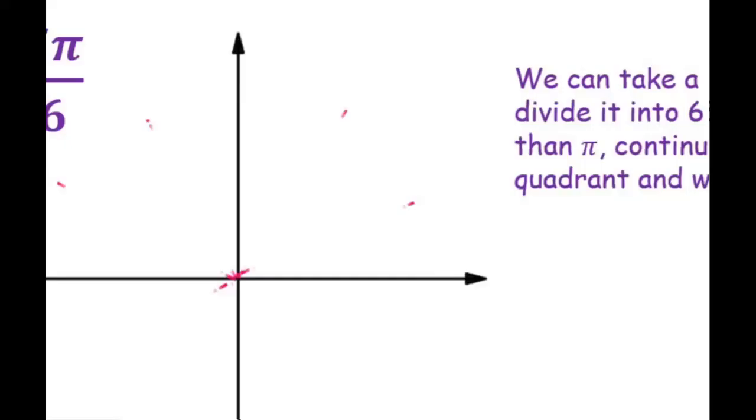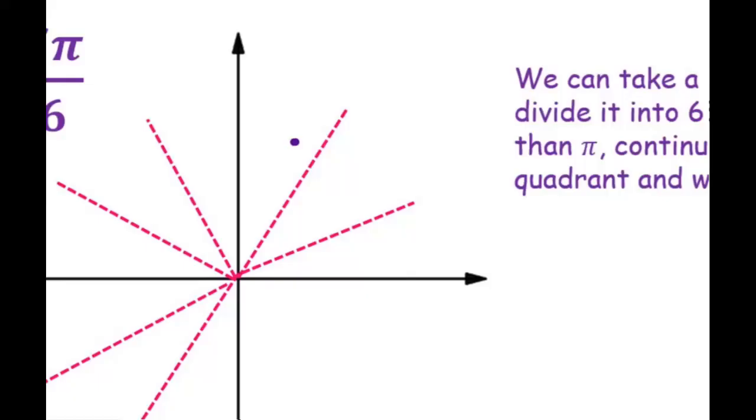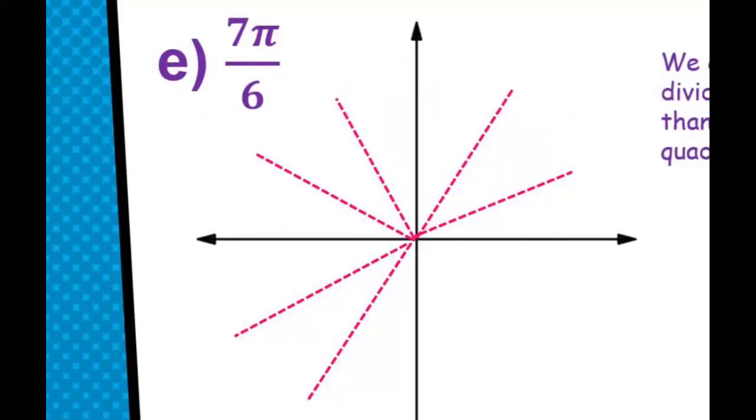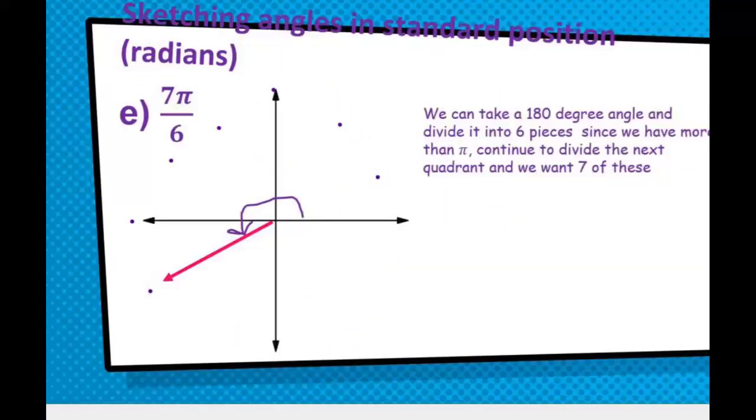If I do 7 pi over 6, I'm going to divide this up into 6 evenly spaces, but I go more than that, right? I go more than pi. So I'm going to go over into the next quadrant, and then I'm going to count 7. These are approximately 6 evenly spaced sections up there, but this is 7 pi over 6. So I want to go 1, 2, 3, 4, 5, 6, 7. So I want that piece where I ended right there. And that would give me 7 pi over 6, which would be in quadrant 3.